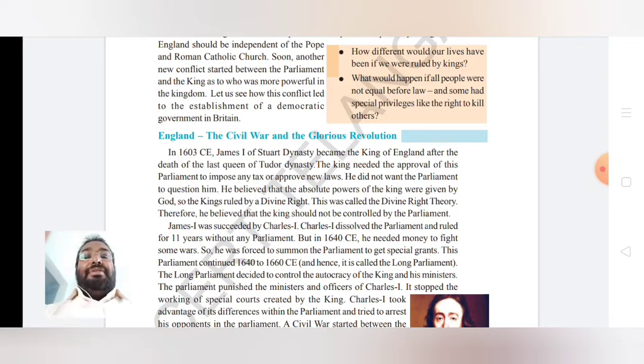What do you mean by revolution? Revolution is a sudden change. The sudden change first related to the democratic way of life happened in England and it's known as Glorious Revolution. It's around 1603.